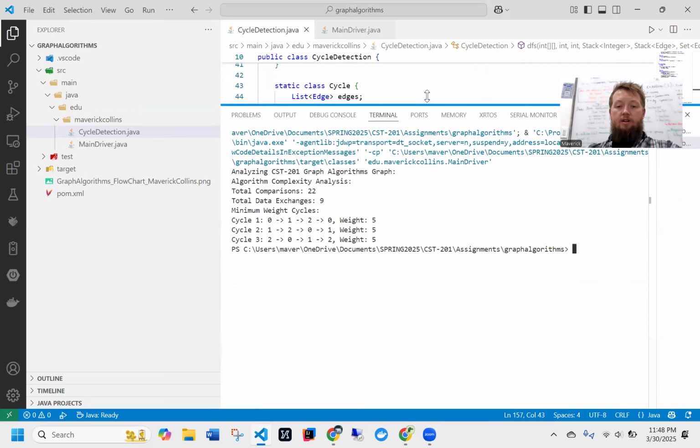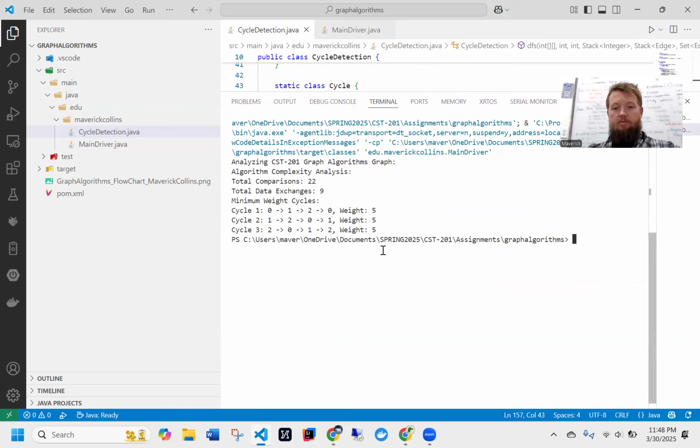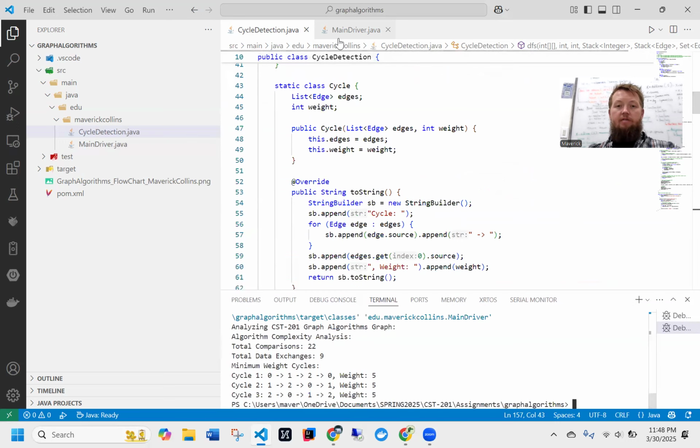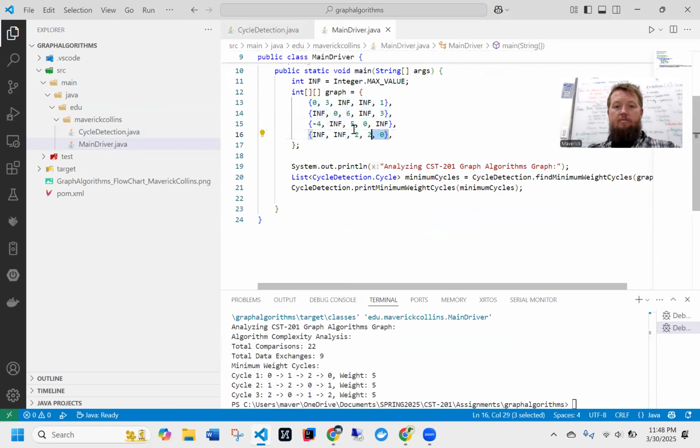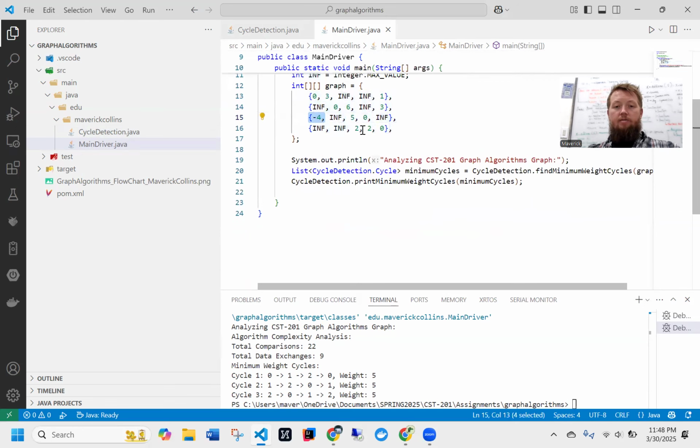But we have a working output here, for each cycle, a weight of 5, taking advantage of some of those negative nodes there. -4 really assisted in that. And that's my solution.